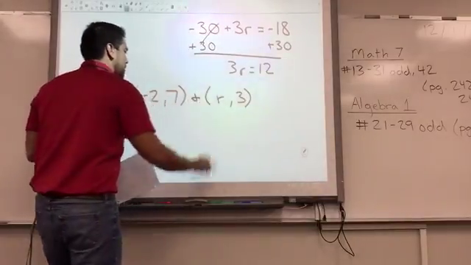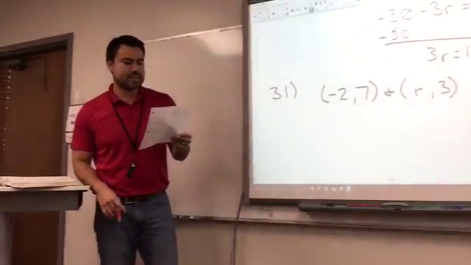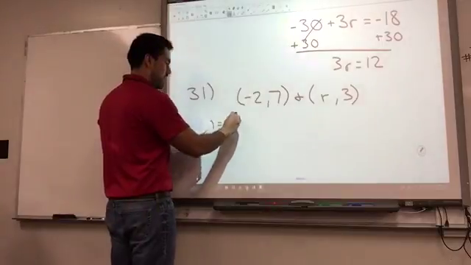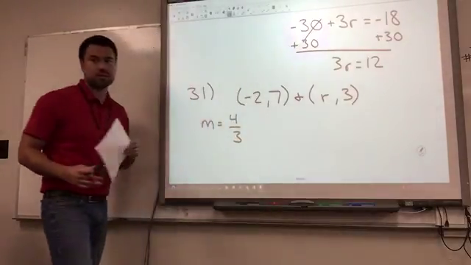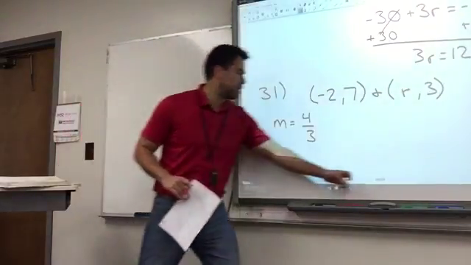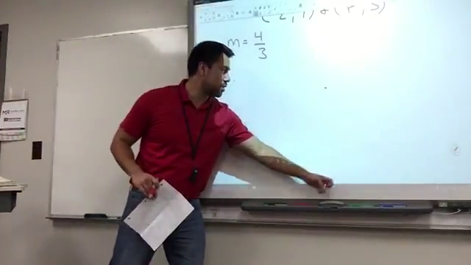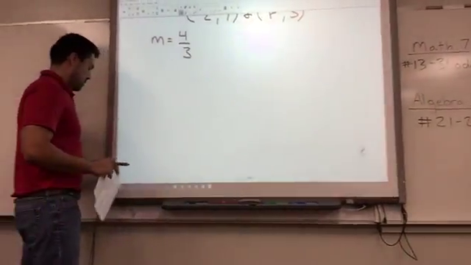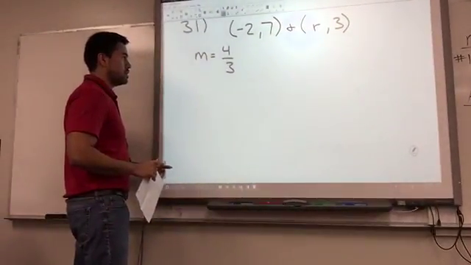All right, so they give me 2 points on 31, and they give me a slope. In this case, they're very nice, of 4/3, so a positive slope. Do I need to find the slope in this problem? No, they already gave it to me. I need to find what r is.